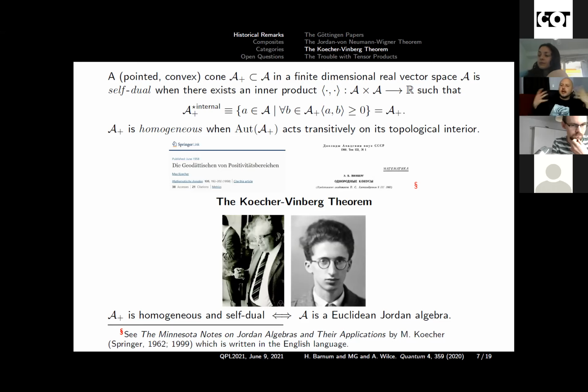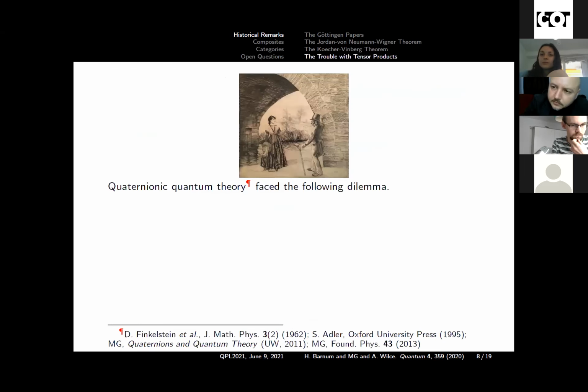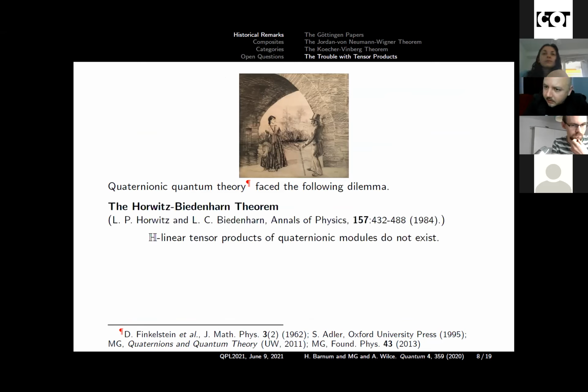So these are a very natural class of theories to consider. But there's a problem. For a very long time, it was believed that it was not possible to take tensor products of quaternionic systems for the following reasons. One, tensor products of quaternionic modules don't exist. So there are no linear tensor products of quaternionic modules.